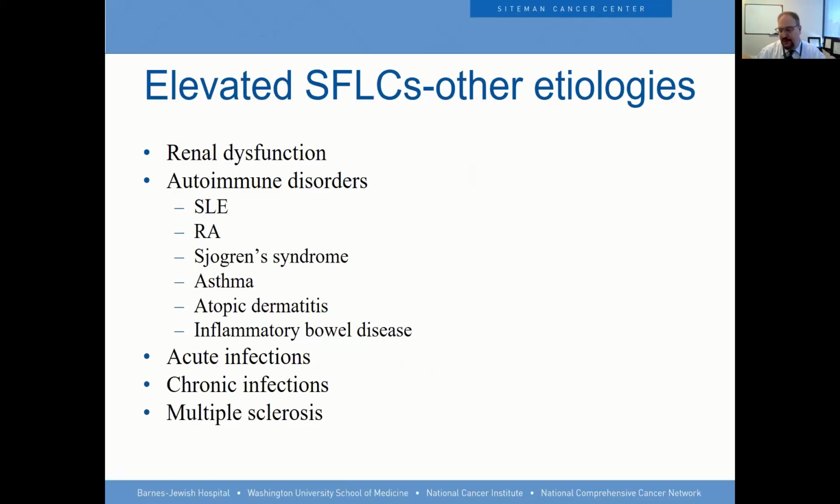And there are a lot of other things that can impact the free light chain test. So in addition to renal dysfunction, really anything that's related to infection or inflammation can cause elevations of the free light chains. Typically in these situations, aside from renal function, we see normal ratios, but elevated values.